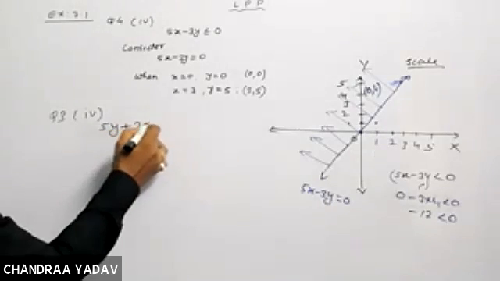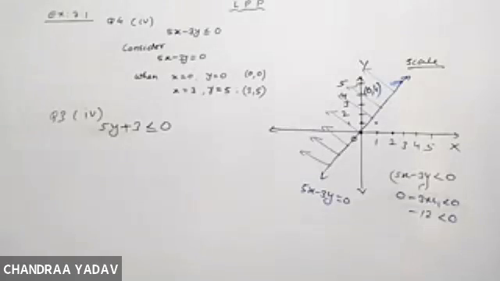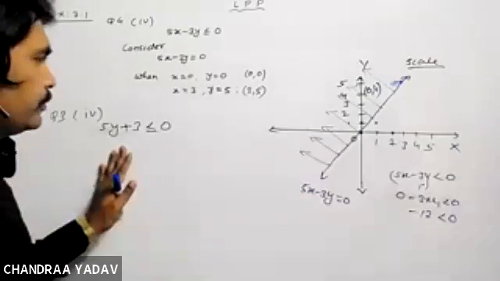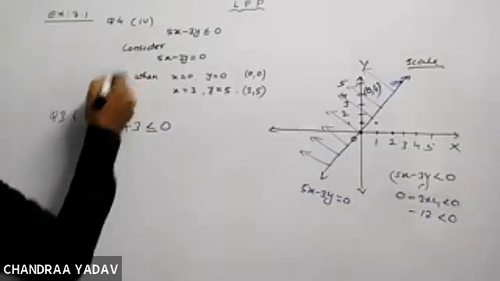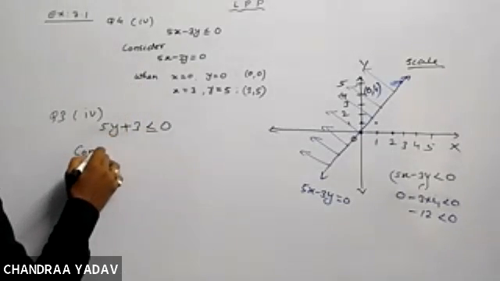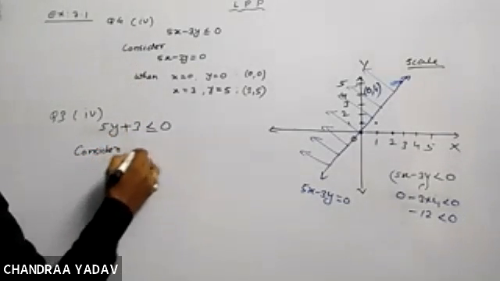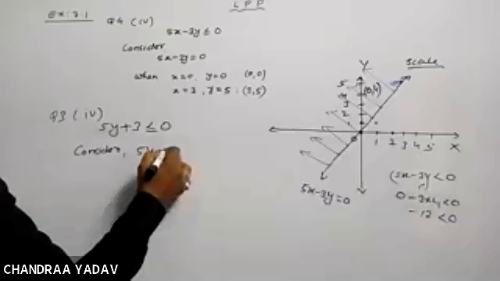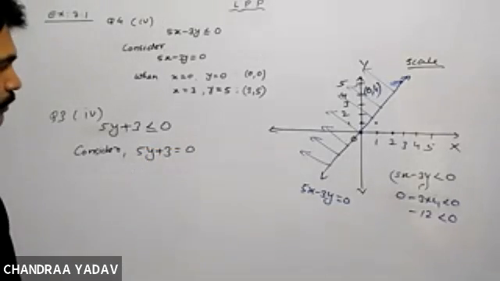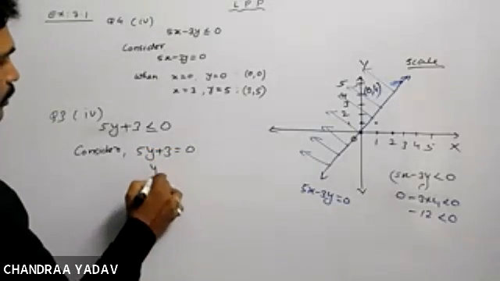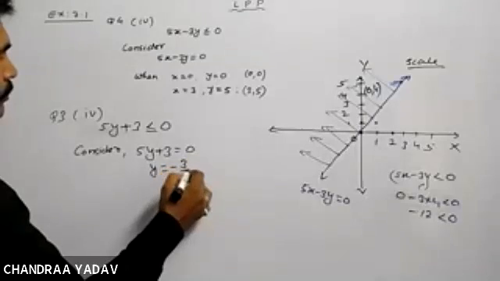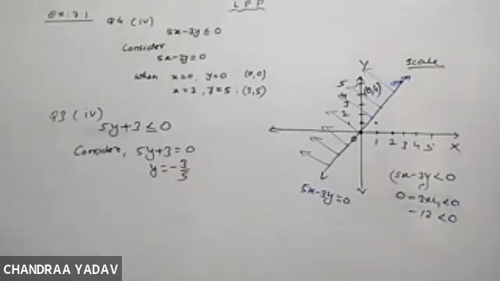5y plus 3 is less than equal to 0. See here, same process. Consider 5y plus 3 is equal to 0. Right? Now, y is equal to minus 3 by 5. Yes or no? Okay.